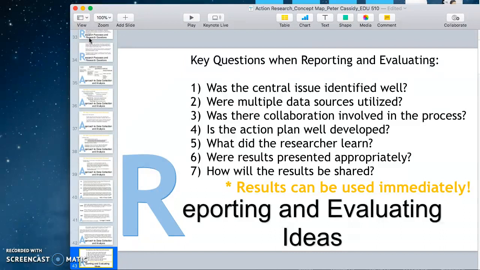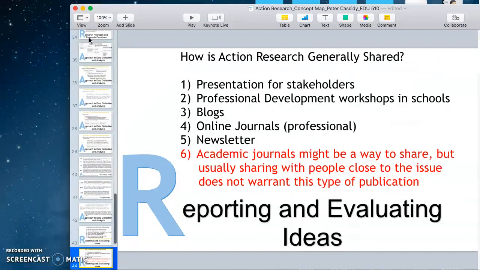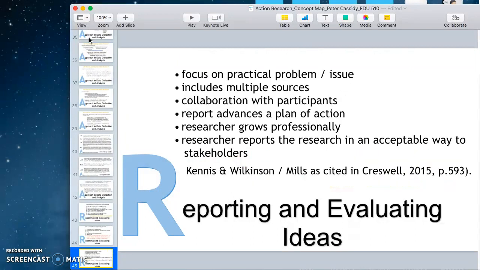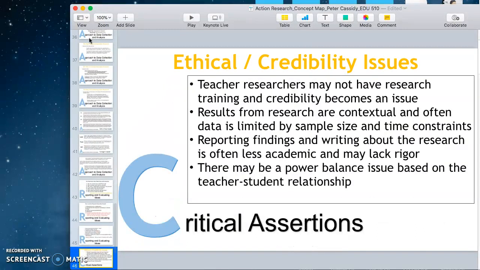What did you learn? What did the researcher learn? What did the students learn? Or the participants? Were the results presented appropriately? Was it contextual? Could people use that immediately? And how are you going to share the results? There are many ways. So online journals, newsletters, blogs. I've done a lot of professional development workshops in my school based on my action research in the past. So, it is often very contextual. Okay, and once again, these things have been mentioned. Take a look at these slides.